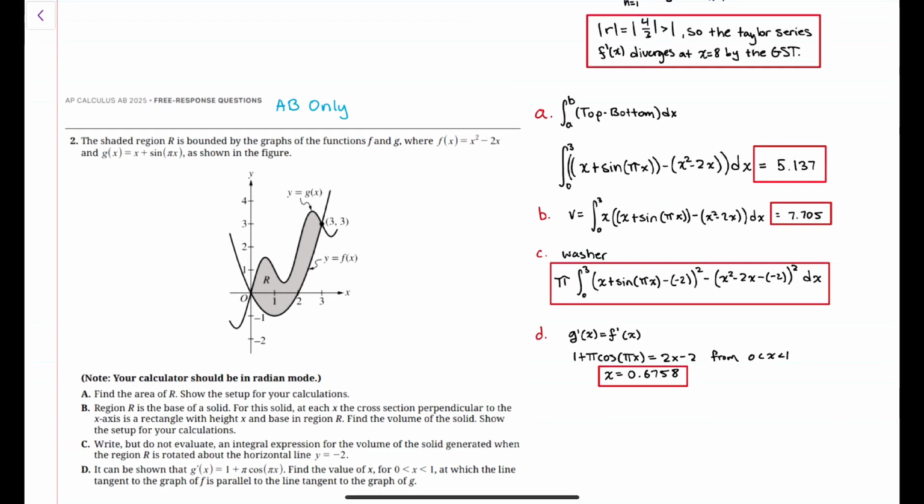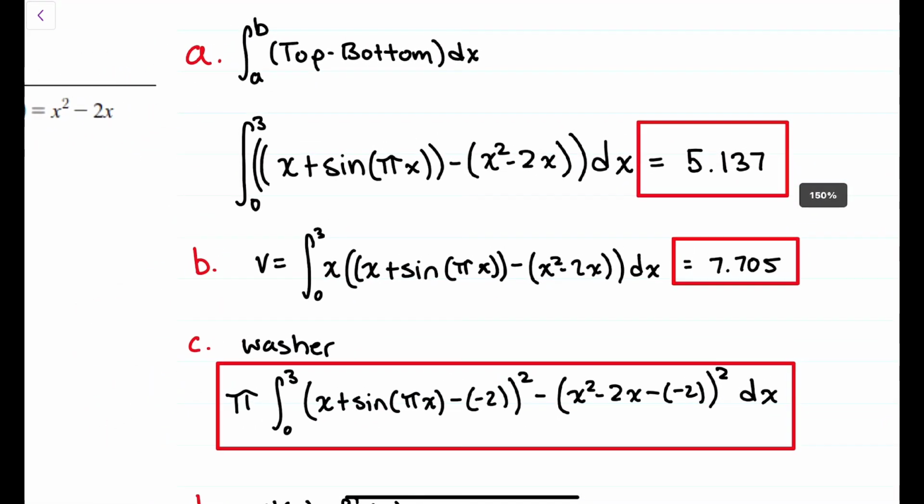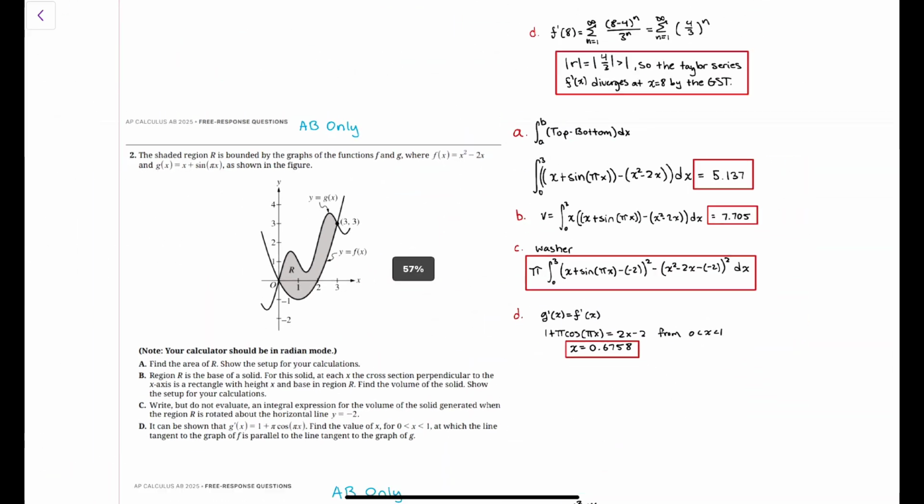For part B, it says the cross sections perpendicular to the x-axis are rectangles with height x and the base in region R, so we have to find the volume of that. So we just do the integral of what we just did, but we have to multiply all of that by x. So the integral of x times g of x minus f of x dx from 0 to 3 will give you 7.705.